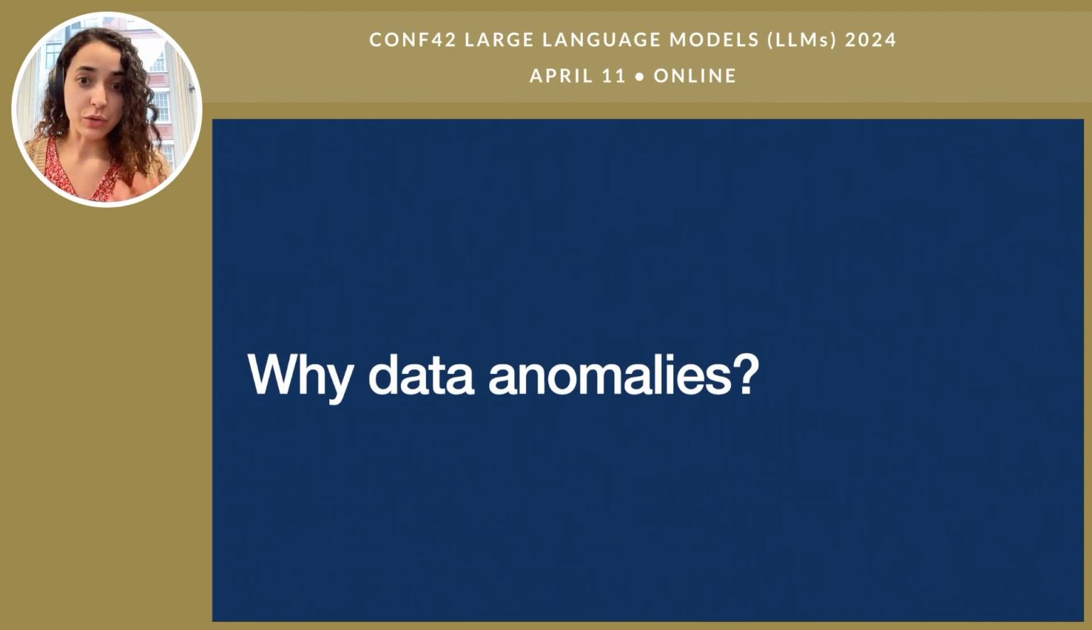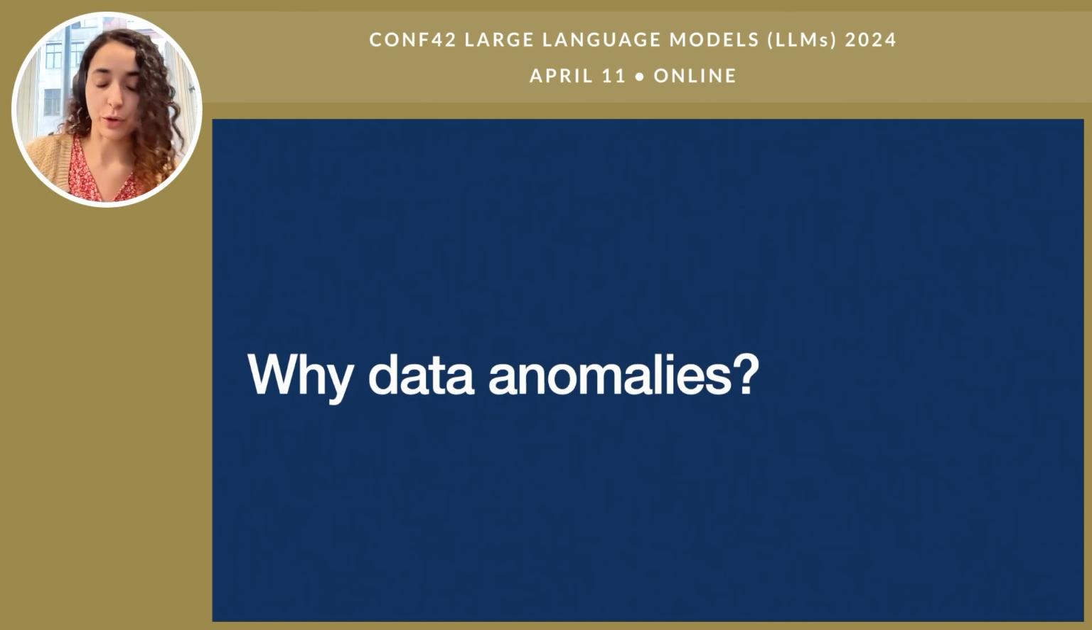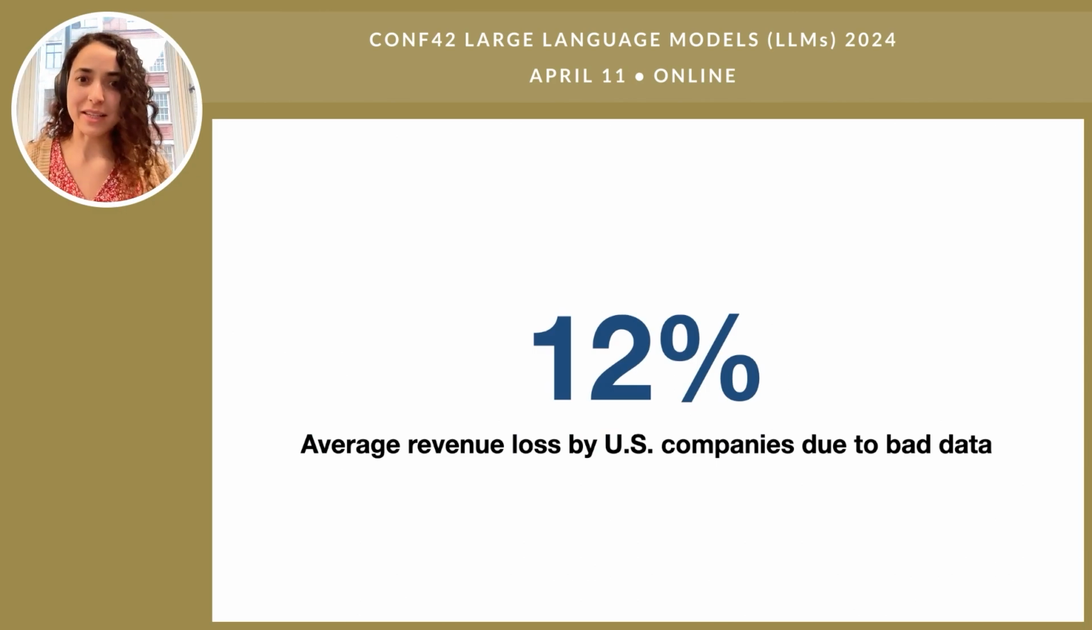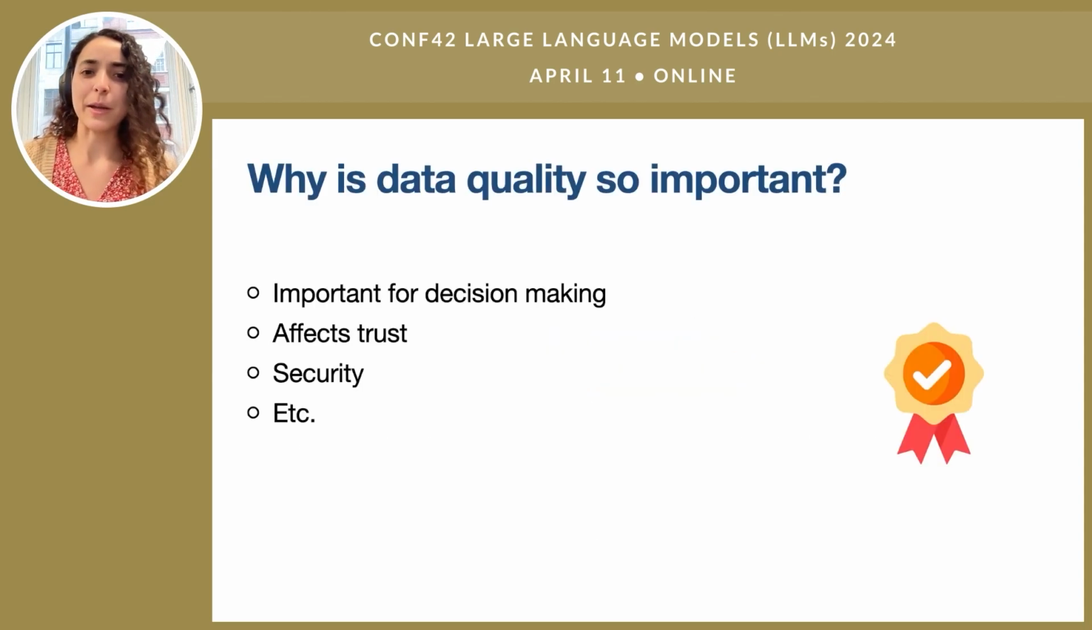On the other hand, you can also have data anomalies which are caused by bad data quality. And that's what we're going to focus on for this talk. So why is that so bad? To give you some statistics, there's a 12% average revenue loss by US companies due to bad data. So why does that happen actually?